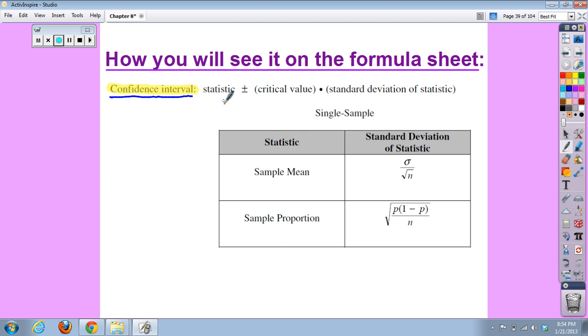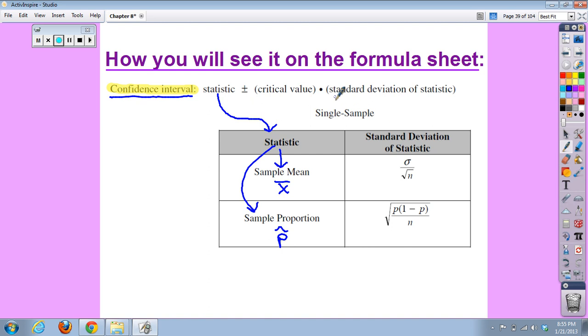Now, statistic, they're telling you here in this table, will either mean sample mean, which is an x bar, or, depending on what kind of problem we're doing, a sample proportion, which is a p hat. So this will either be x bar or p hat, plus or minus. Critical value, for right now, will be a z-score. Later in the chapter, we'll talk about a t-score, which is very similar to a z-score.